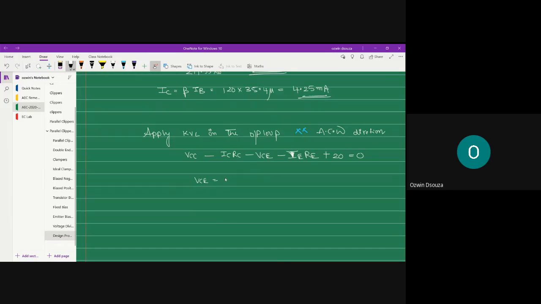VCE is equal to, bring VCE onto the right hand side. So what do we have? VCC plus 20 minus IC into RC minus IE into RE. Okay, so approximately you can write IC is approximately equal to IE. Hence, you can write VCE is equal to, let's substitute. What is VCC? It is 20, right? VCC is 20 plus 20.